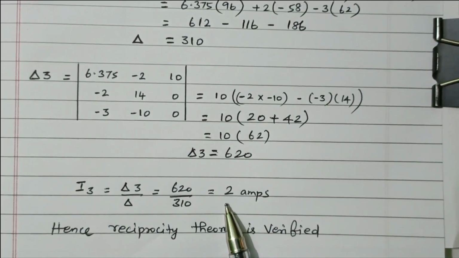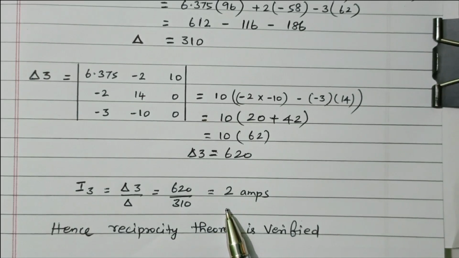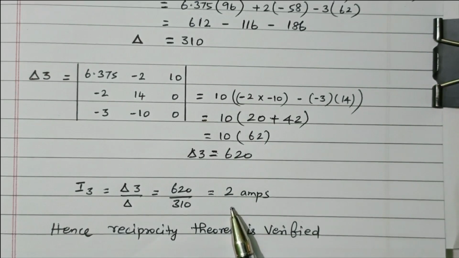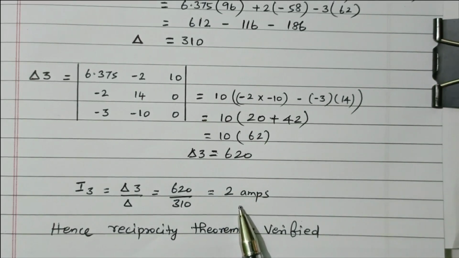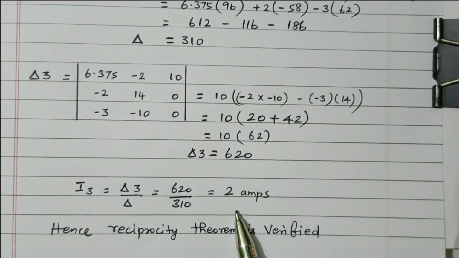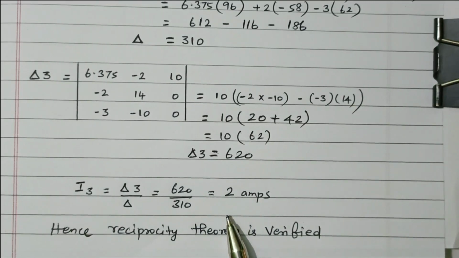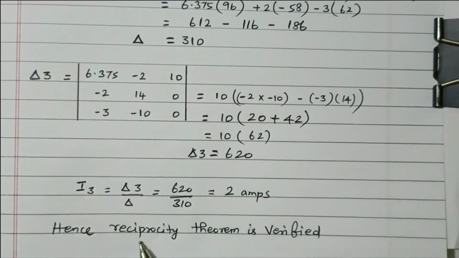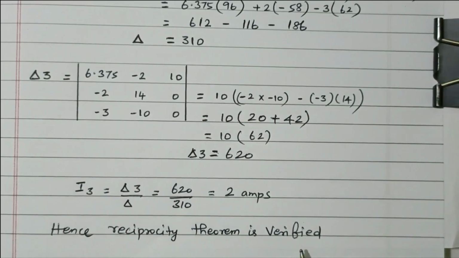When the voltage source is transferred from the first loop to the third loop, the current in the third loop reflected in the first loop, that is I3, is 2 ampere. So we calculated the I3 value and we verified the reciprocity theorem. In both cases we got the same value. While transferring the voltage source, the current reflected in the third branch is 2 ampere. So hence reciprocity theorem is verified.